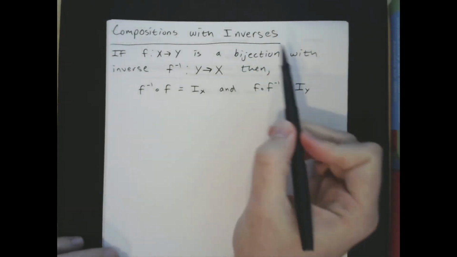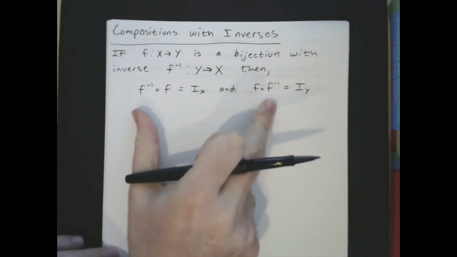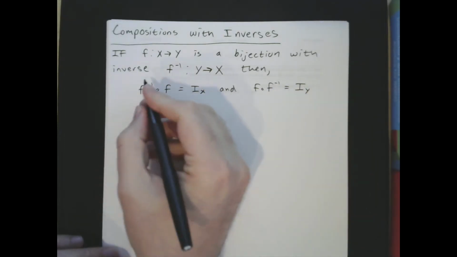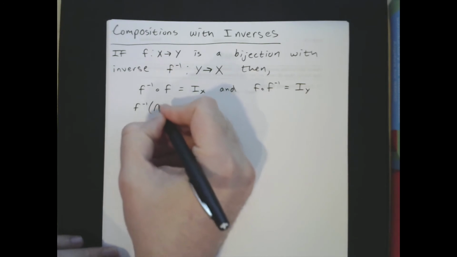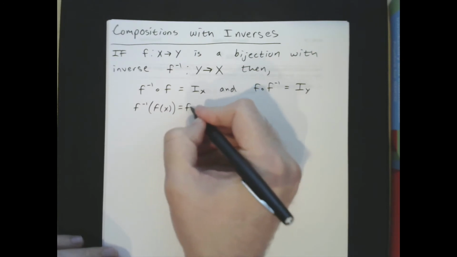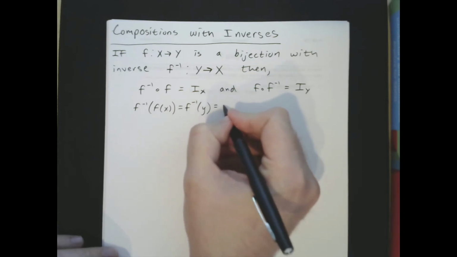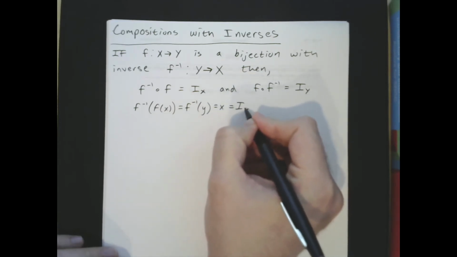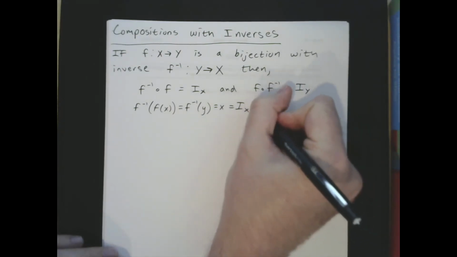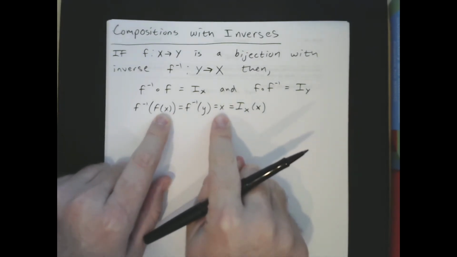So we need a bijection to do this. Now we'll talk about that in a second here. But remember, these are functions, which is why we're writing them as the identity functions, I sub x and I sub y. If we get to the function rule, this says f inverse of f of x. F of x we know is equal to a y, so this is f inverse of y. And f inverse of y takes us back to x, and that's exactly what I sub x of x does. It maps the x value that we took back to itself. And that's what we've done here, because this x value and this x value we know are the same.